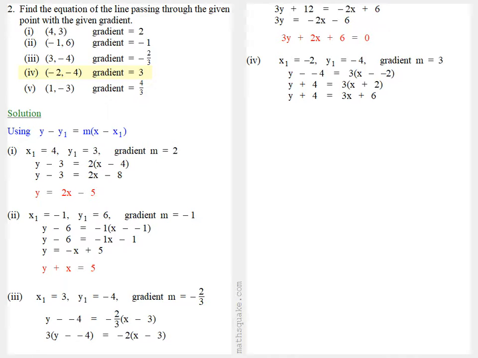So that's y plus 4 equals 3x plus 6. Now, if we subtract 4 from both sides, we get y equals 3x plus 2.